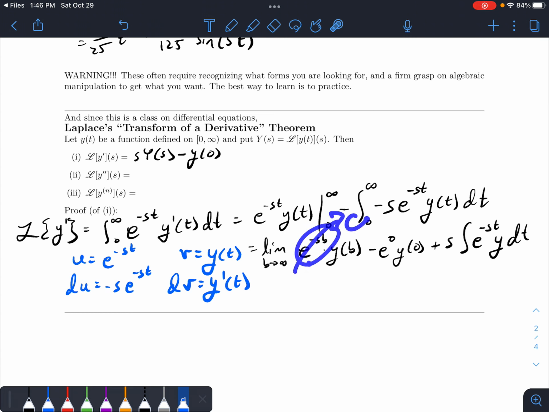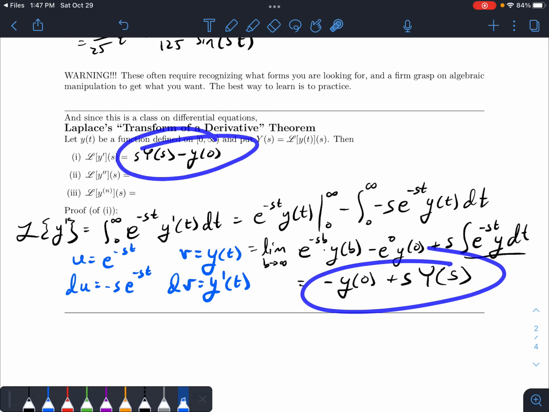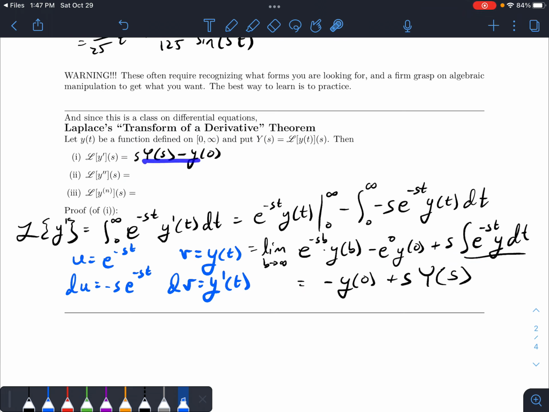And then from here, taking a limit as b goes to infinity, this e to the negative sb is just going to go to 0. And so this whole term right here is just going to go to 0. And we're just left with this right here. e to the 0 is just 1, so it's really just negative y of 0. And then plus s times, well, this is just the Laplace transform of y. So I could write the Laplace transform of y with this notation up here, or I could just say that's equal to the capital Y of s. And what do you know? We get literally exactly this thing over here, just written slightly differently.